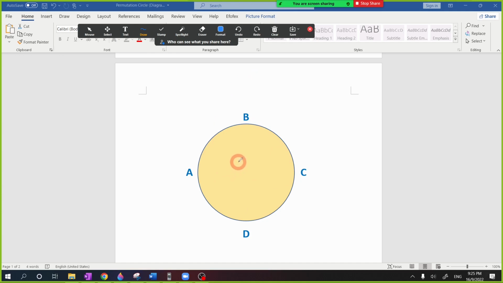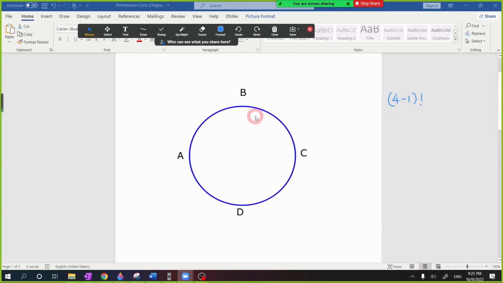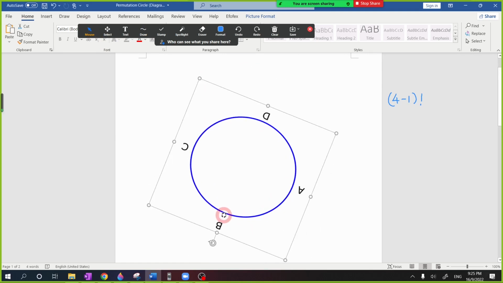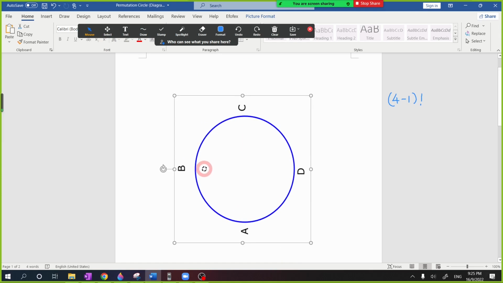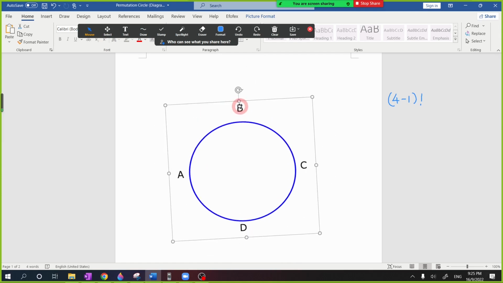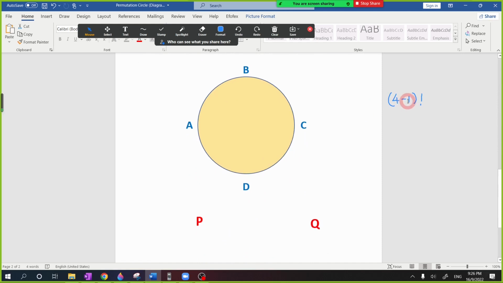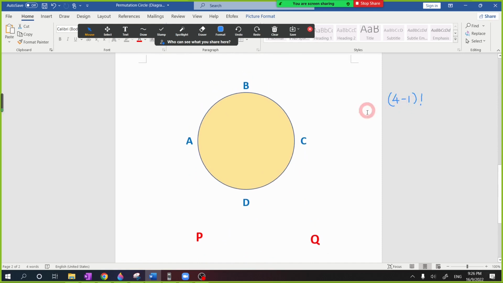Not 4 factorial, because this is in a circle. So the answer will be 4 minus 1 factorial, right? This is what I explained to you just now, because this and this are all the same thing, right? Okay. So that's why we need to minus 1, 4 minus 1 factorial. For the next part, you need to be more careful.